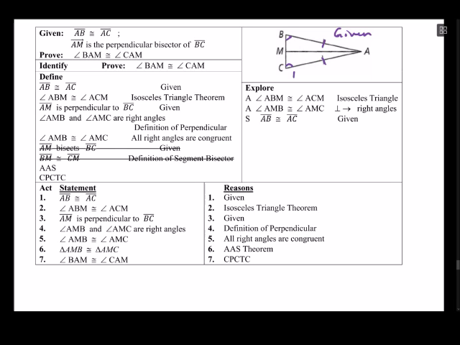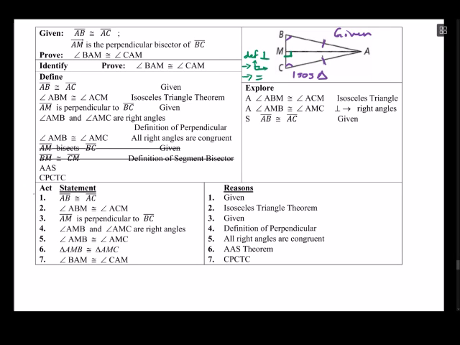I can mark angle B and C by the isosceles triangle theorem. And what else am I told? That AM is the perpendicular bisector. I believe we would be looking for perpendicular. So that would be definition of perpendicular, and that would lead us to right angles, which will lead us to congruent, because we know all right angles are congruent. So we could have angle, angle, side.